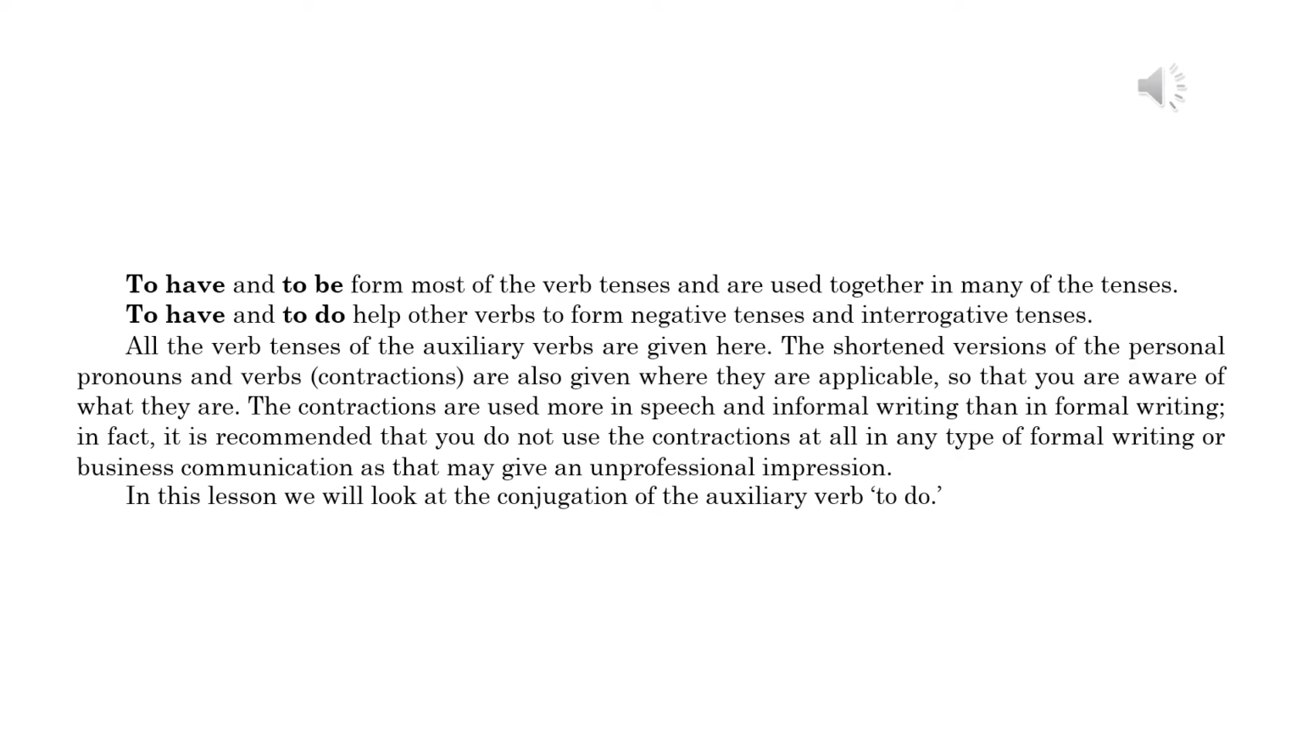To have and to be form most of the verb tenses and are used together in many of the tenses. To have and to do help other verbs to form negative tenses and interrogative tenses. All the verb tenses of the auxiliary verbs are given here. The shortened versions of the personal pronouns and verbs, contractions, are also given where they are applicable, so that you are aware of what they are.